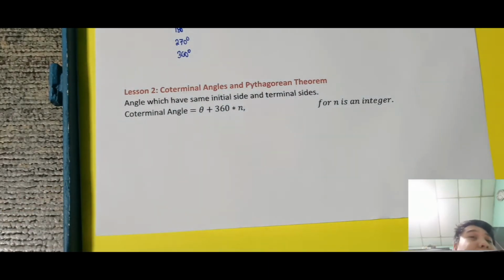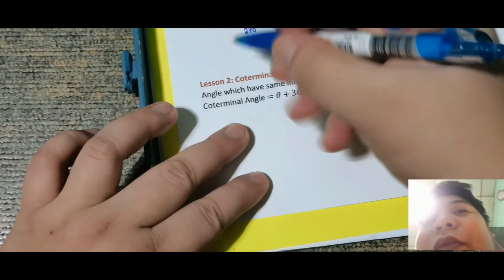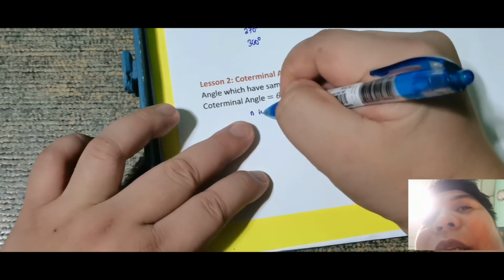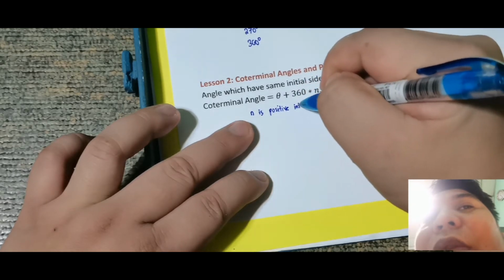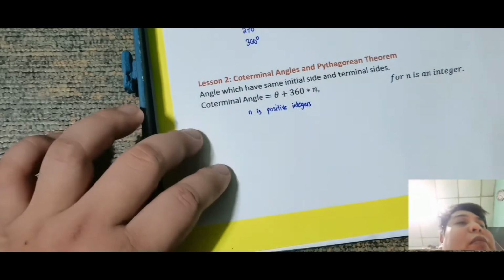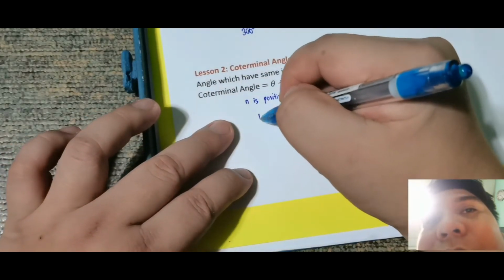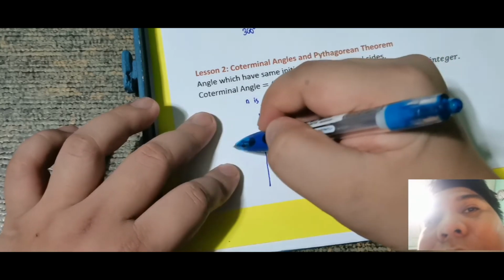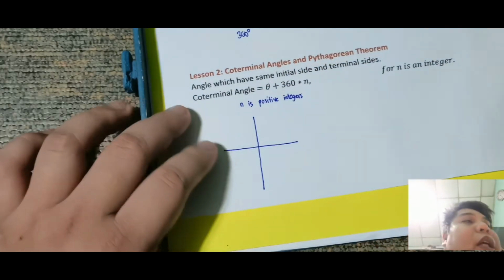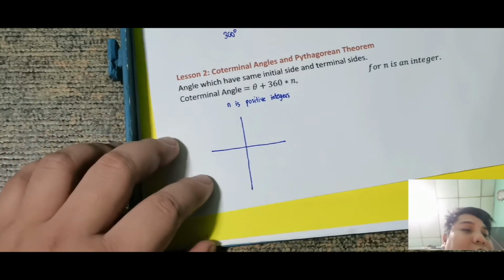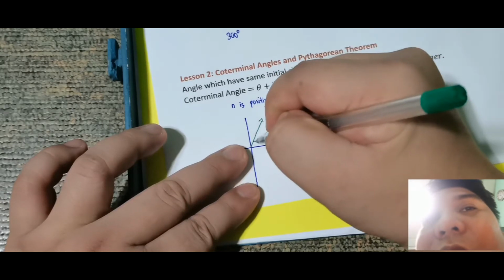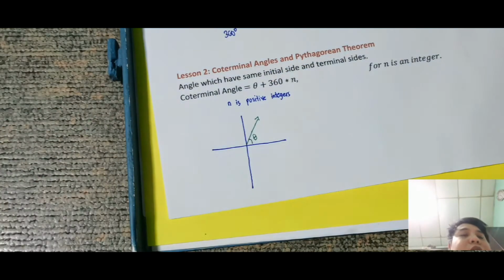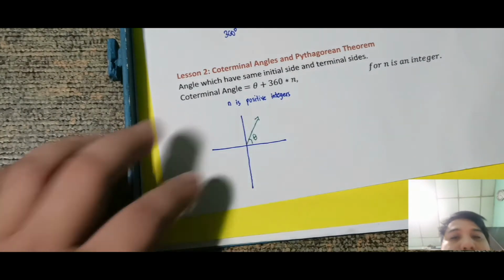So, for n is equal to 0, meaning balik lang tayo sa theta. Okay, so dalawang klase yan. So, for example, for n is positive integers. So meaning siya ay 1, 2, 3, 4, 5, 6, 7, 8 something. Okay, so let's say ito yung ating drawing. Ito yung ating Cartesian plane. So by the way, lagi sa Cartesian plane dinodrawing din siya. Okay, so let's say ito yung ating na-form na angle. So let's say siya si theta. Okay, so pag sinabing positive, kunyari, for n is equal to 1, ito mangyayari.